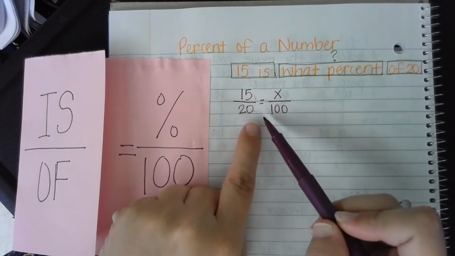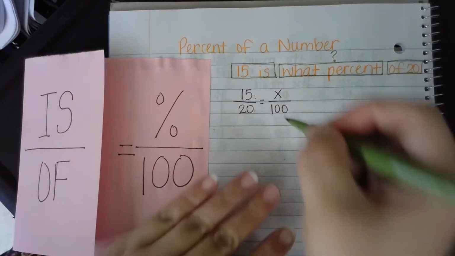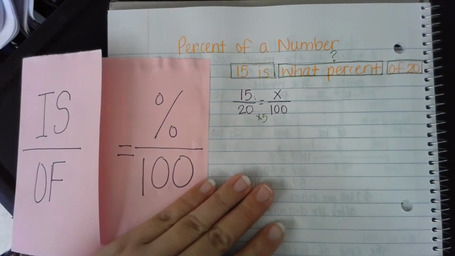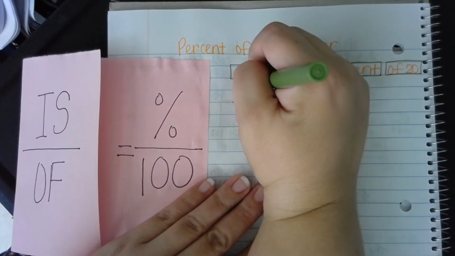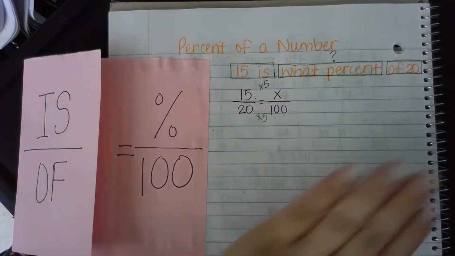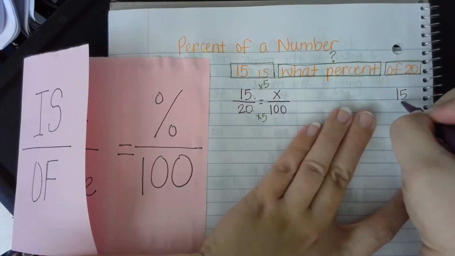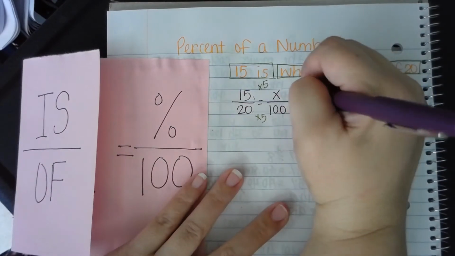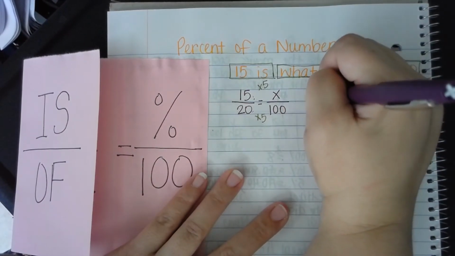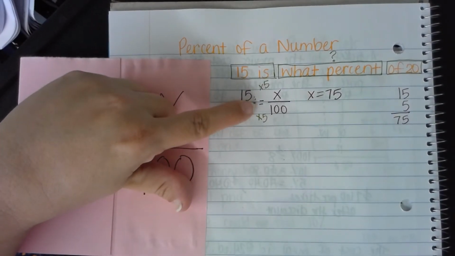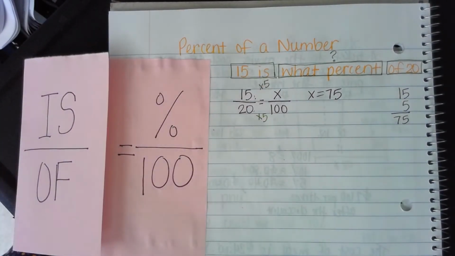Well, it's 20 times 5 to get to 100. So you would do the same to the top. 15 times 5 will equal X. So we could do 15 times 5, 75. So X equals 75. Okay? So 15 over 20 is equal to 75 over 100. That is one way to solve these problems.